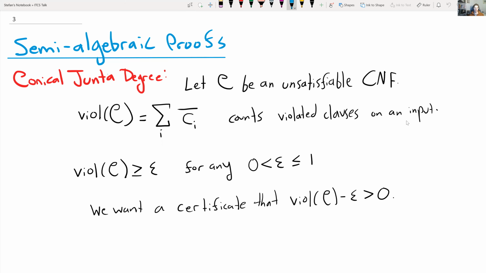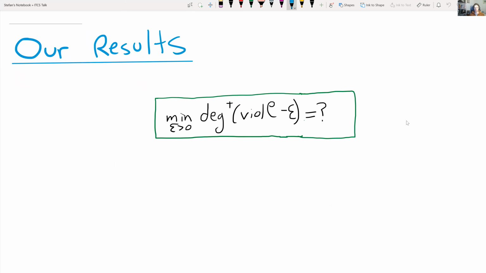Now, if we can show that this polynomial is non-negative, specifically greater than 0, then that means we've proven that our CNF is unsatisfiable. So we would like to prove that viol of C minus epsilon is larger or equal to 0 for some epsilon, this giving a certificate that the CNF is unsatisfiable. Okay, so if we do a Robere style minimization, as we saw for separation complexity, for conical junta degree, perhaps this is interesting to examine.